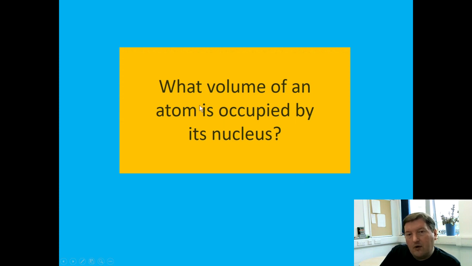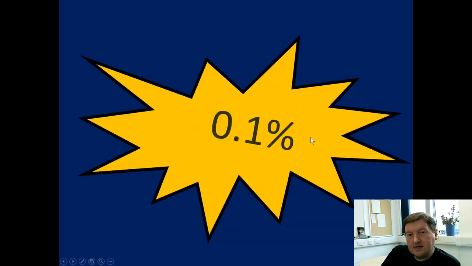So what volume of an atom is occupied by its nucleus? It turns out that it's just 0.1%. Okay, so a very small percentage of an atom is actually the nucleus.